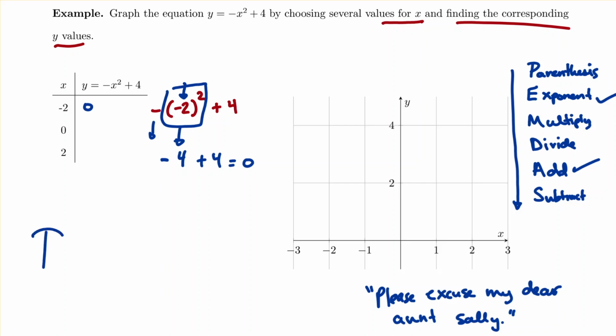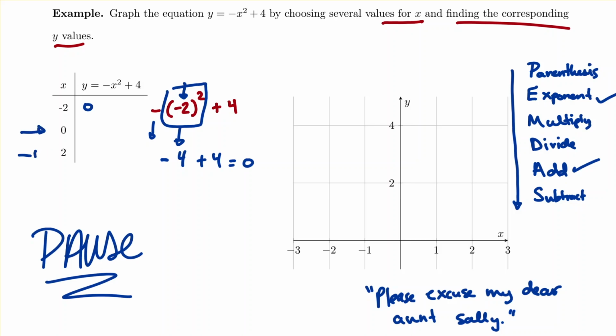Now why don't you pause and in a similar fashion try to find the y values at x equals 0 and x equals 2. Unpause to check your work.